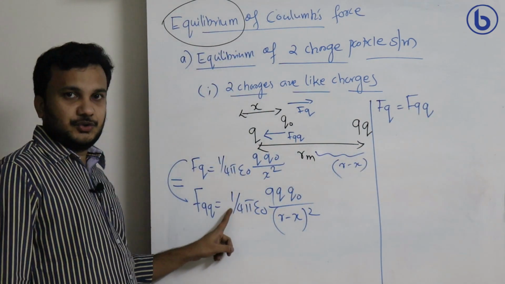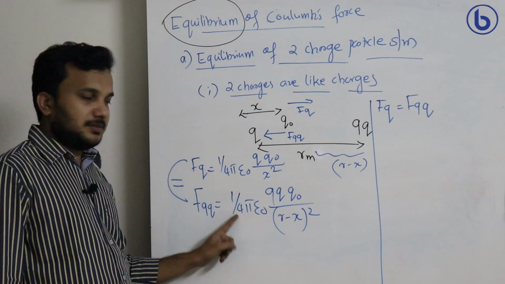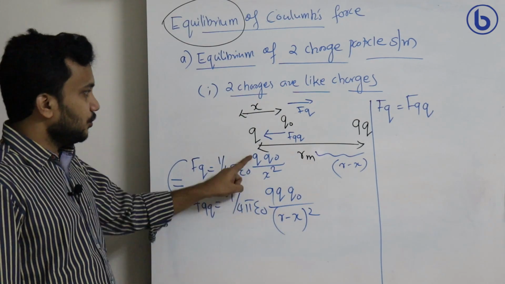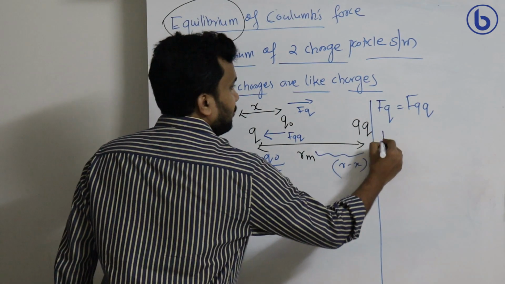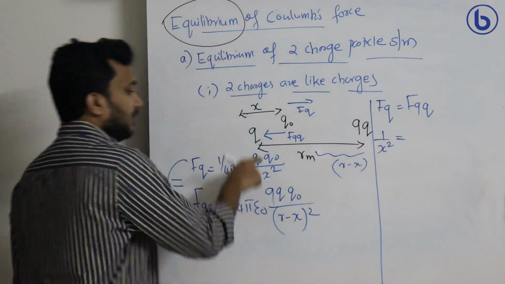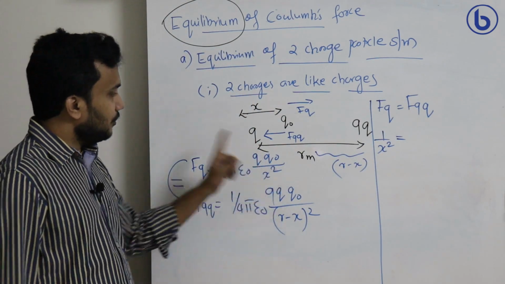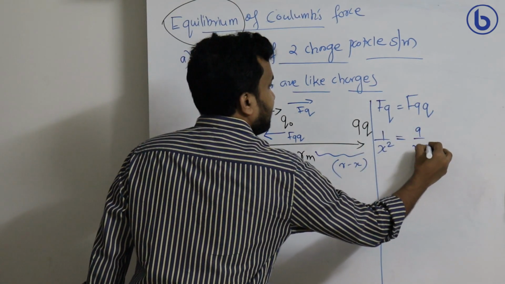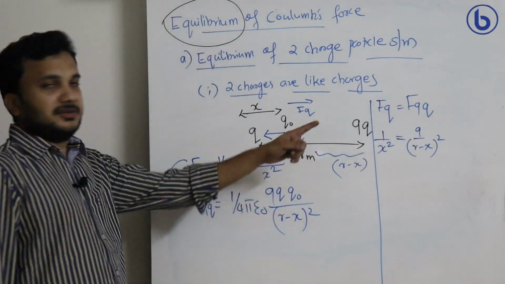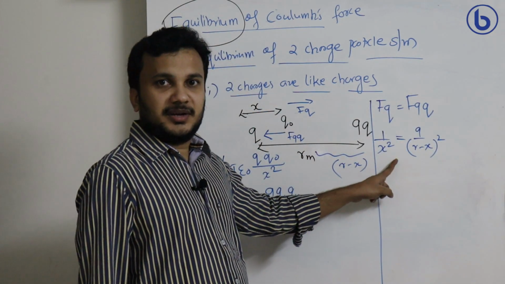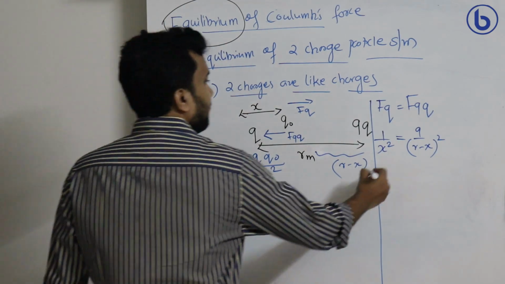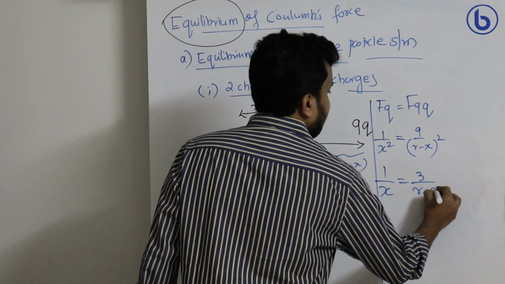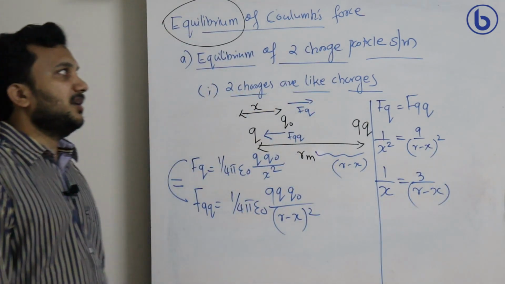If you are equating these two, the 1 by 4 pi epsilon 0 on both sides will get cancelled, right? So Q0 will get cancelled. What is coming on the left side is just 1 by X square equal to, on the right side, Q0 on both sides gets cancelled, so 9 divided by R minus X the whole square. Both sides are perfect squares, so I can take a square root on both sides. So here 1 by X will be equal to 3 divided by R minus X.